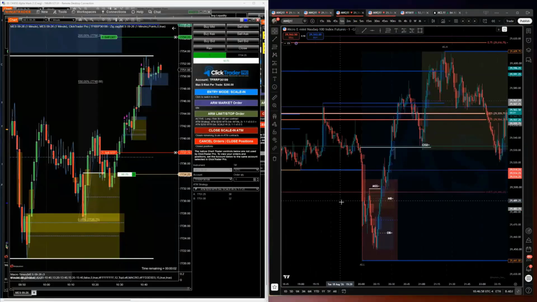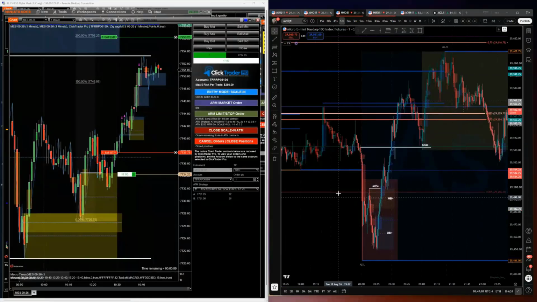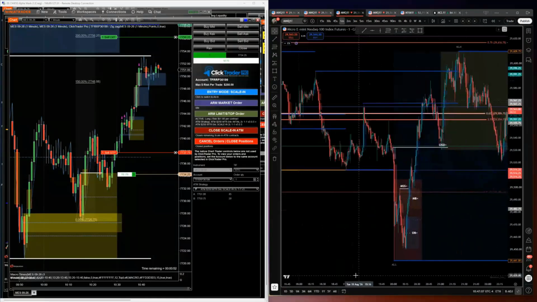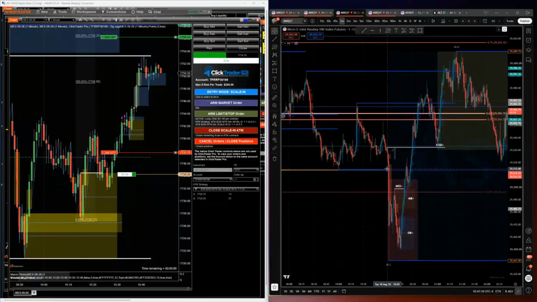Asia last night, we took out the prior day low that's sitting here as well. That might be this one here. We took out the prior day low. Yeah, this is the prior day low. We took that out.